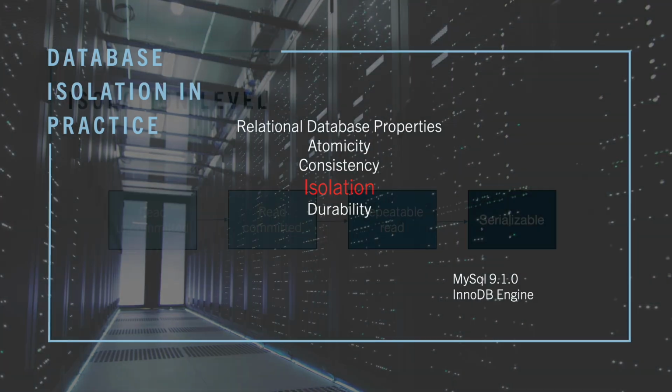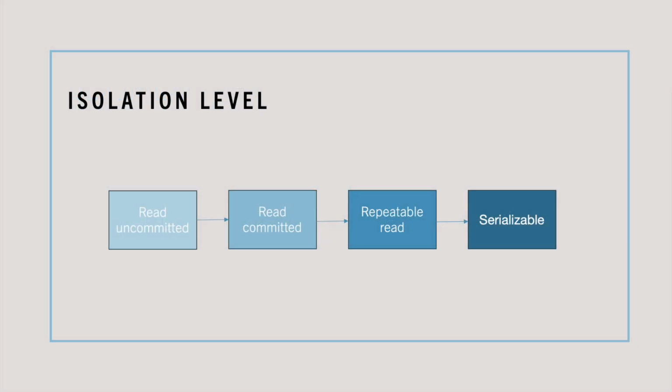Let's get started. In most relational databases, there are 4 different isolation levels: read uncommitted, read committed, repeatable read, and serializable. Adjusting the database isolation level can help balance performance and consistency. From left to right, consistency level is increased, but performance is decreased. MySQL's default transaction isolation level is repeatable read.